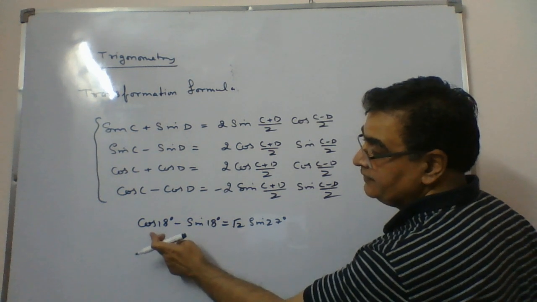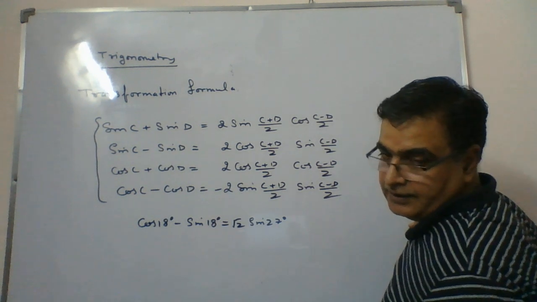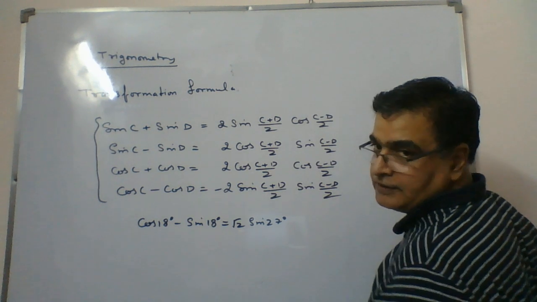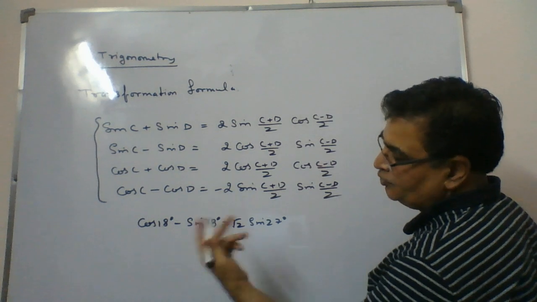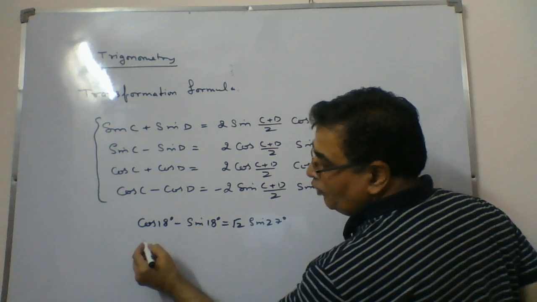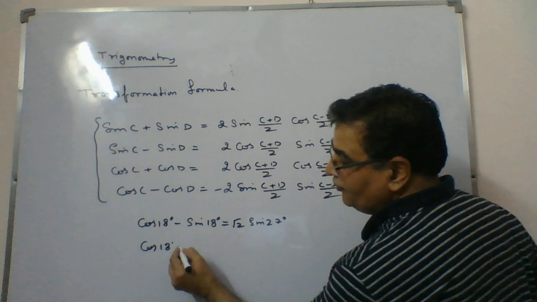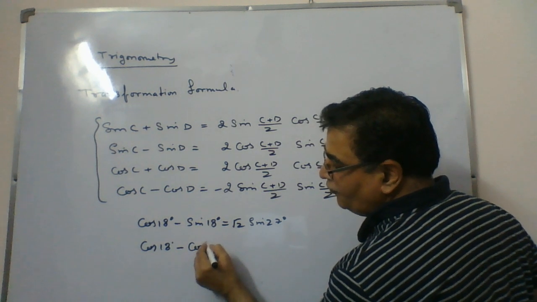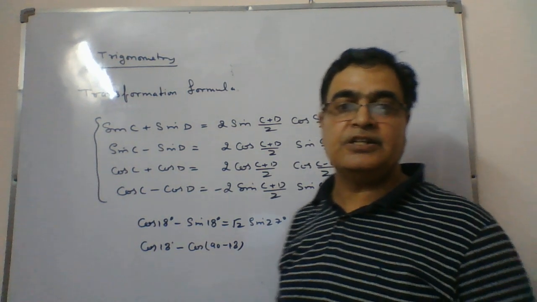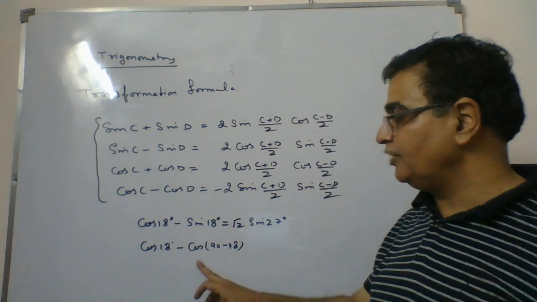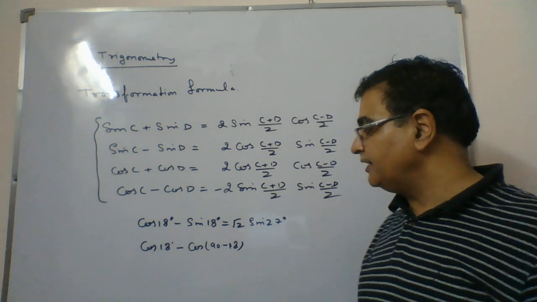Now the problem is that it is cos and sin. There is no formula in which cos and sin both appear. Either both should be in cos or both should be in sin. And on this side we want sin, so we can get that. So first, cos 18 I keep as it is, and this I'll write as cos of 90 minus 18. Cos of 90 minus theta is sin theta, you have done this. So sin 18 degree I will write as cos of 90 minus 18.